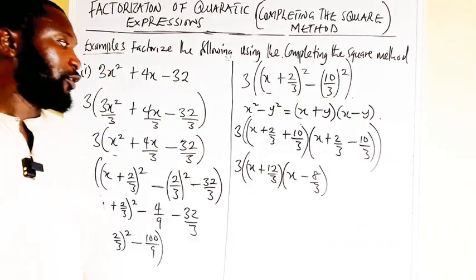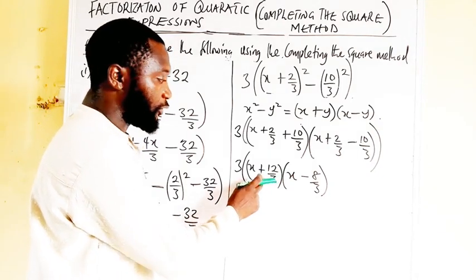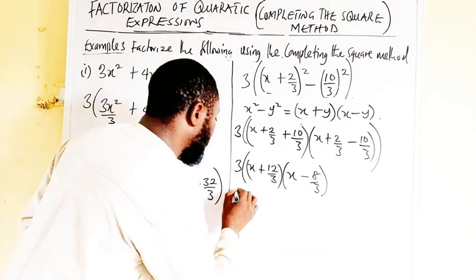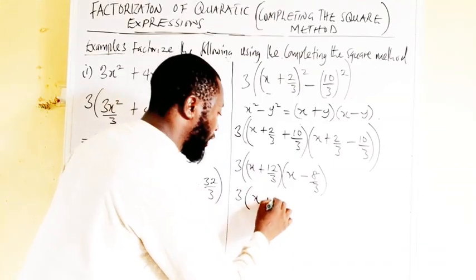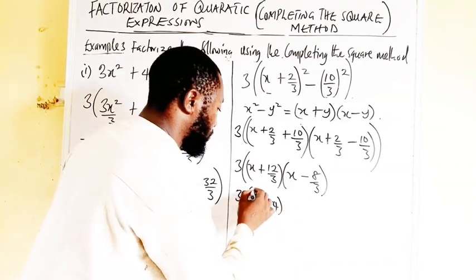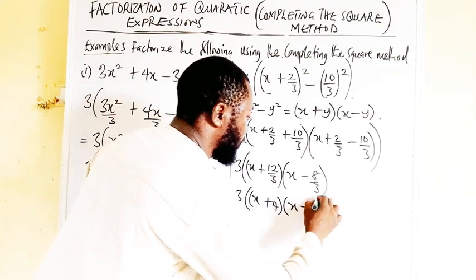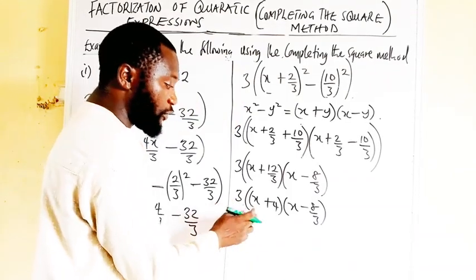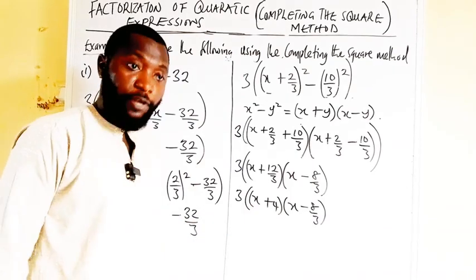Now, we can simplify this further so that we have 3 open bracket x, 12 divided by 3, that's 4. So that's plus 4. Then open this again, x minus 8 over 3. Now, this 3 outside here, we can use it to multiply this. You may decide to leave it this way. You are able to factorize.